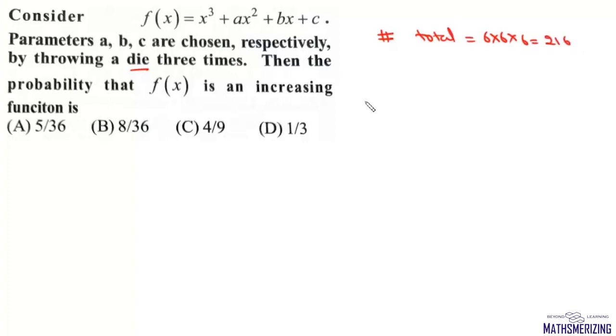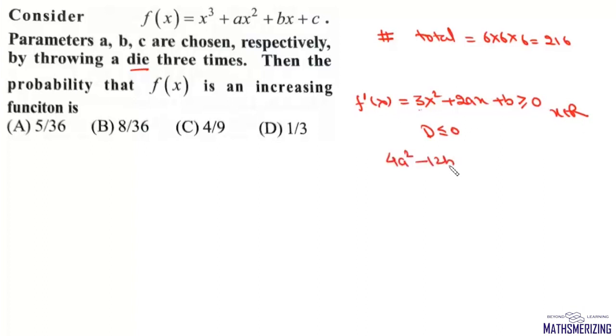Now this function has to be an increasing function. It will be increasing if f dash x, which is 3x square plus 2ax plus b, is greater than or equal to 0. Now this is always positive for all x when leading coefficient is positive and when discriminant is less than or equal to 0. So the condition that we have here is 4a square minus 12b should be less than or equal to 0, or when a square is less than or equal to 3b.